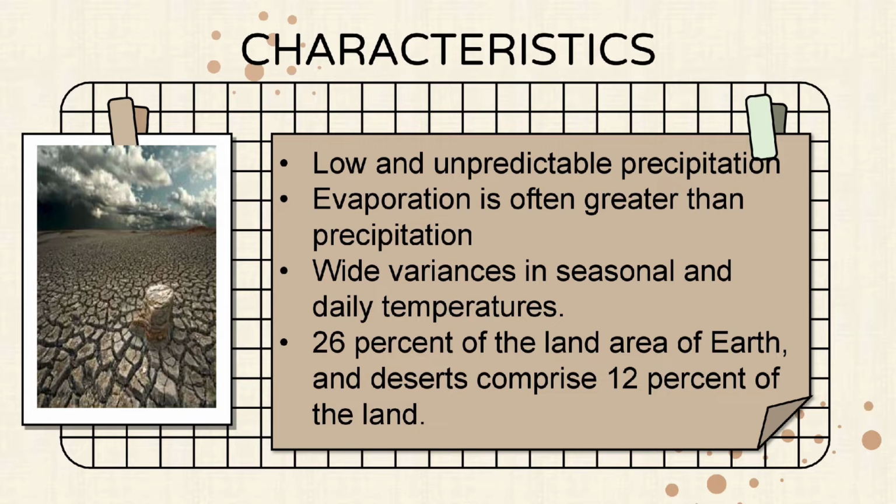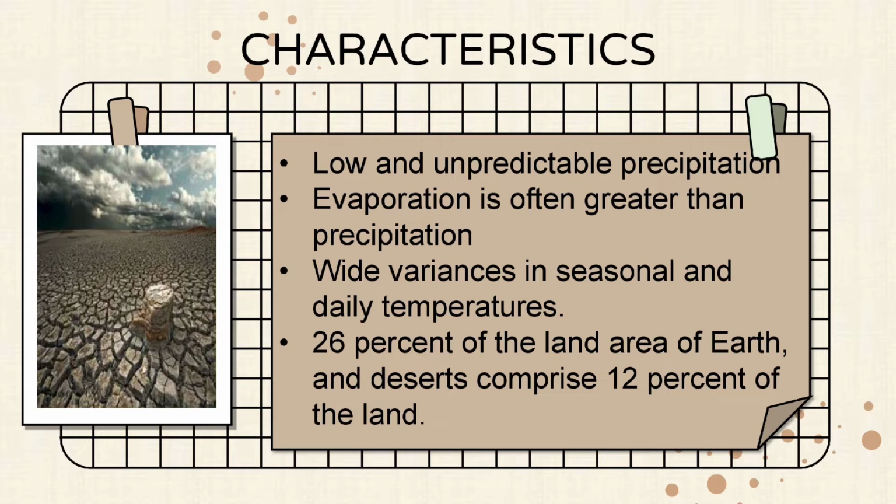So the next one is that the arid and semi-arid regions together make up 26% of the land area of Earth, and deserts comprise 12% of the land. The great deserts of the world are found in the Sahara in North Africa, the Chihuahua and the Sonoran Deserts of Mexico and the southwestern United States, and the Gobi Desert in Asia.